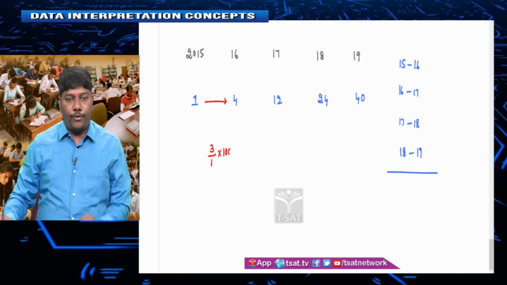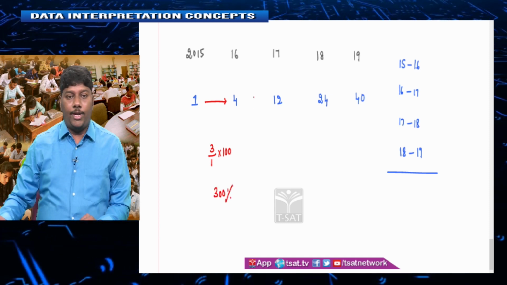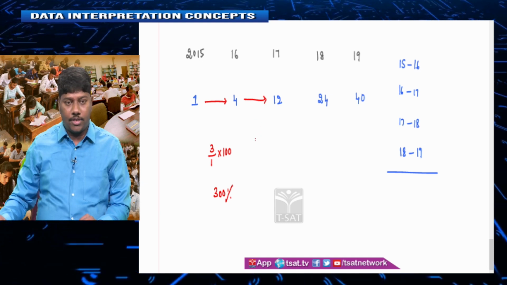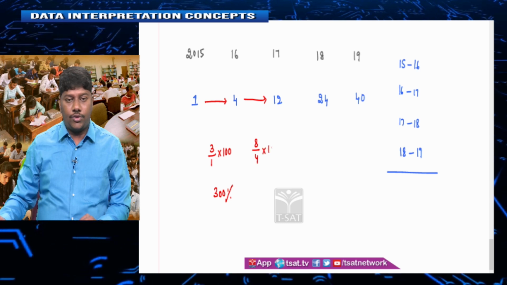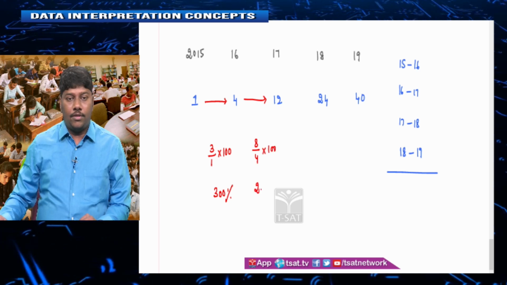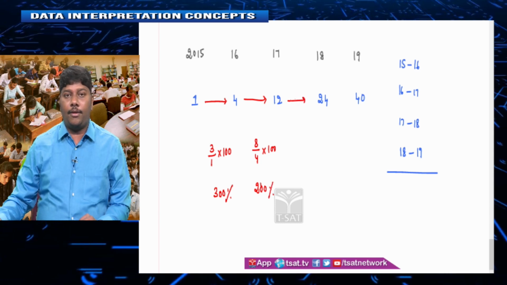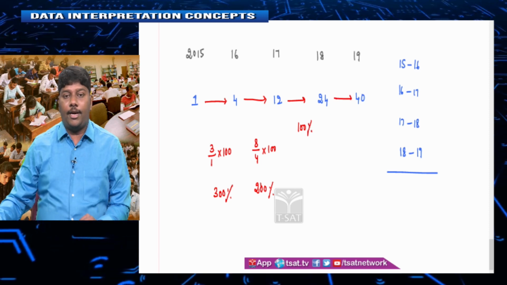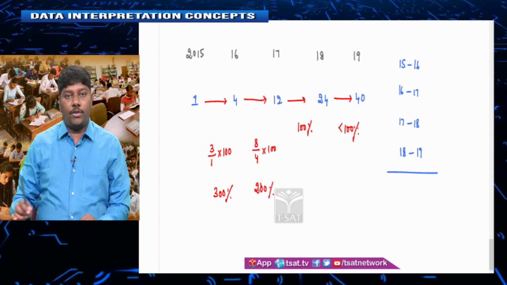When a number becomes 4 times, the percentage increase is 300%. When a number triples, the percentage increase is actually 200%, or else you can take 8 increase upon 4 into 100, that is 200% from 16 to 17. If you look at 17 to 18, when a number doubles, which means 100% increase, it is not even double, so the percentage increase is actually less than 100.